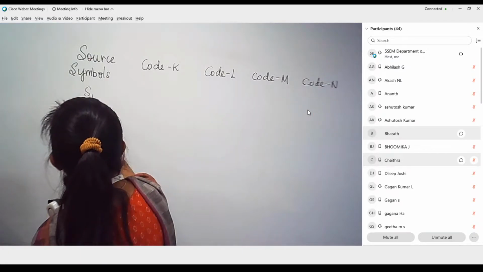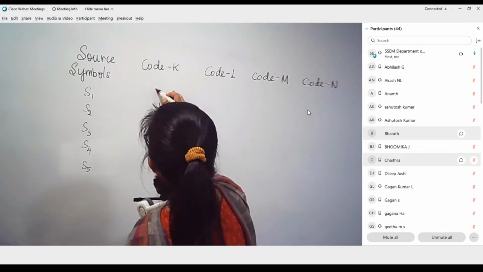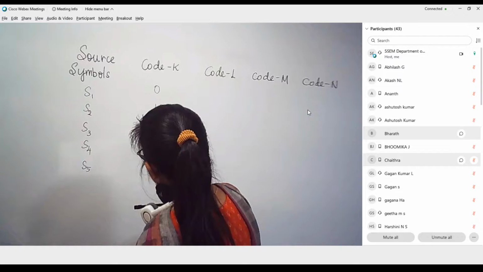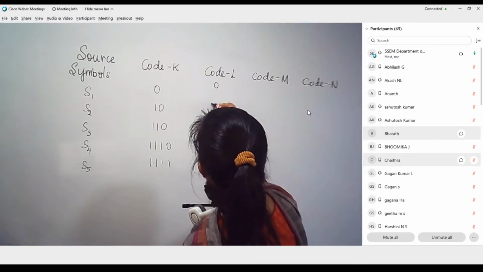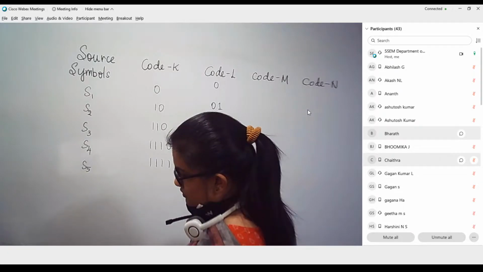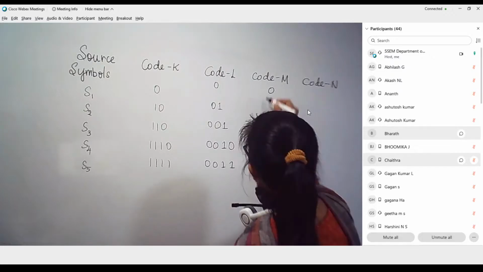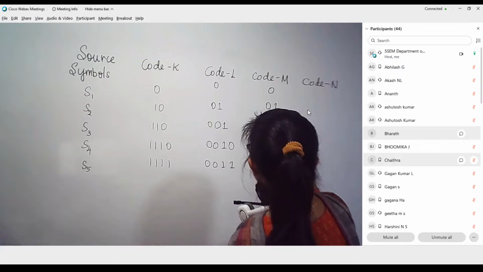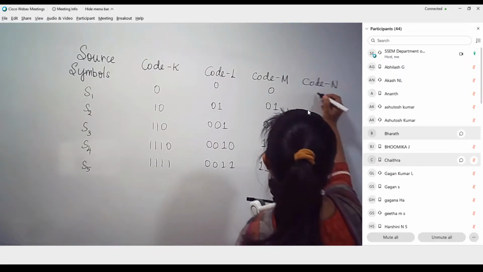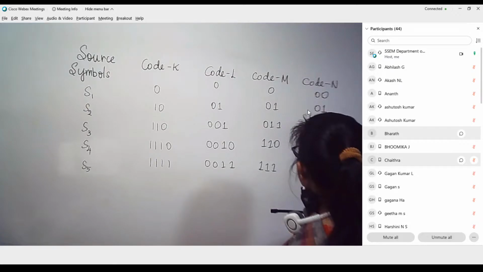The symbols are, this is a source with 5 different symbols, S1, S2, S3, S4, S5. Code K goes something like this: 0, 10, 110, 1110, 1111. Code L: 001, 001, 001, 0001, 0011 as written. Code M: 001, 0111, 10111 as written. Code N: 0001, 10, 110111 as written.